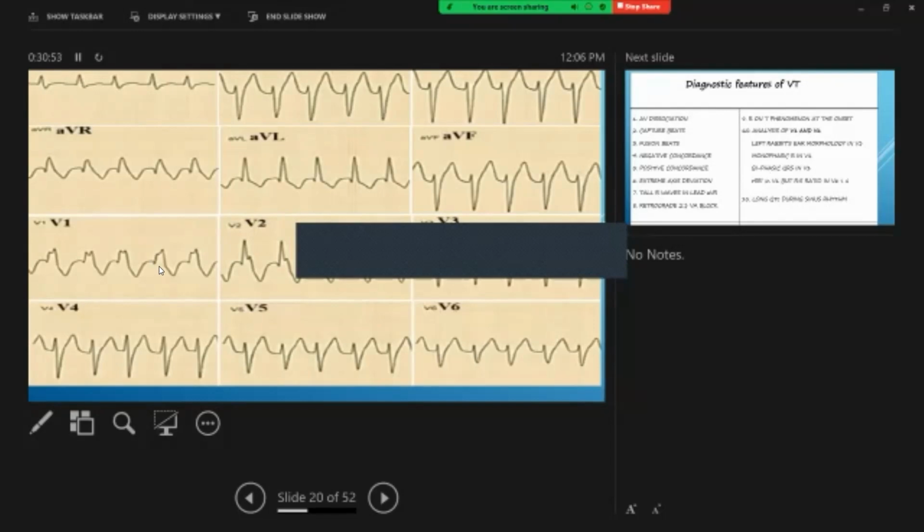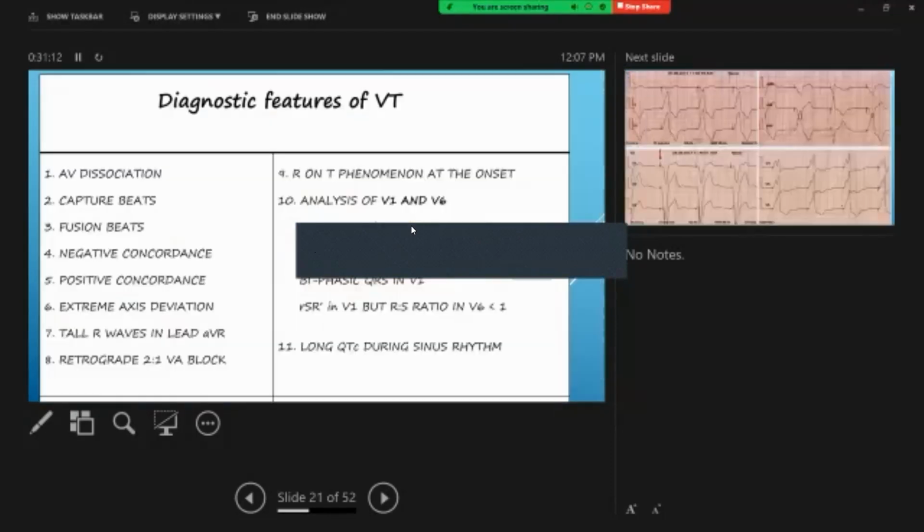Now here you can see rabbit ear morphology as seen in right bundle branch block, but in V6, the R/S ratio is less than 1. So the diagnosis is VT. There is another feature in aVR, you see a tall R wave. So this slide shows ventricular tachycardia at a rate of 170.